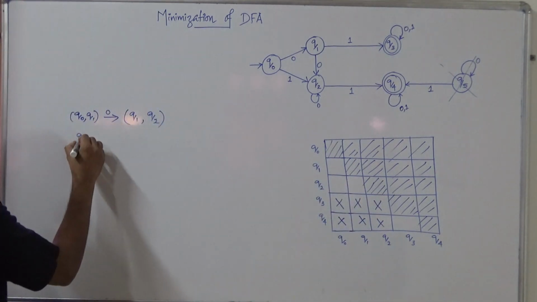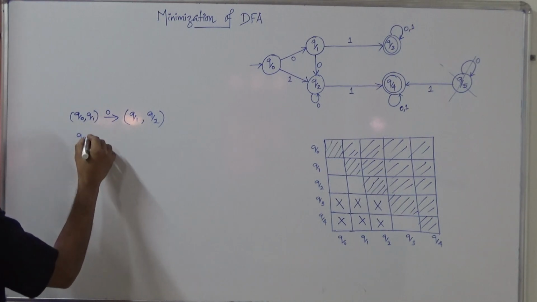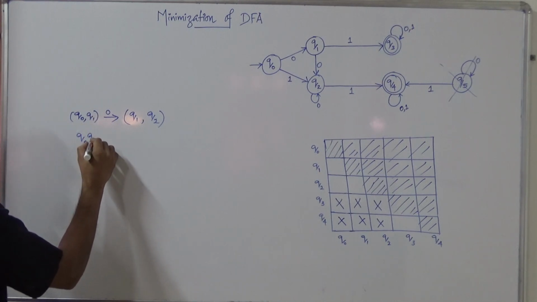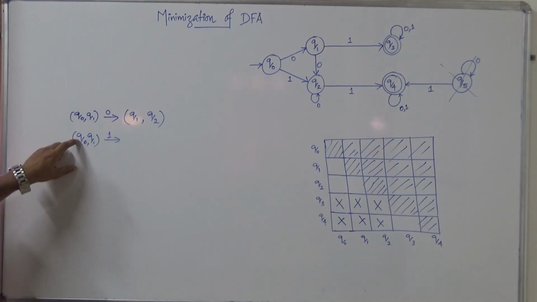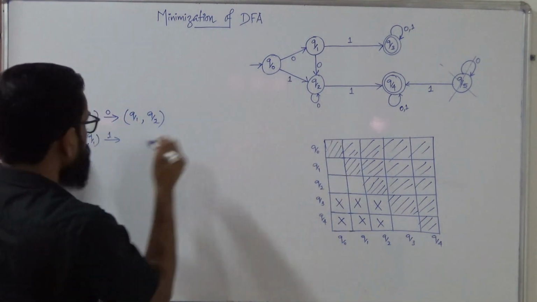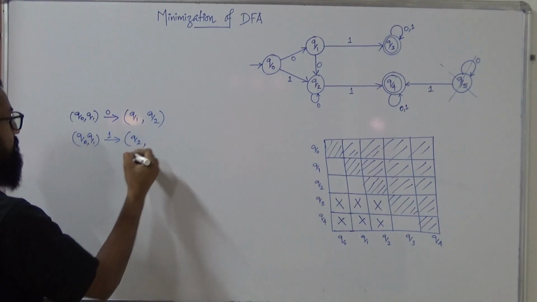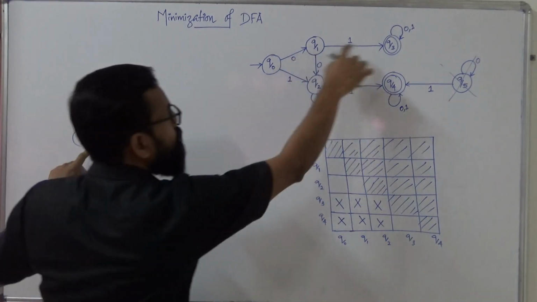So you can apply input 1 to the Q0, Q1 pair. We are going to apply input 1. So what is δ(Q0, 1)? δ(Q0, 1) is Q2. And what about δ(Q1, 1)? δ(Q1, 1) is Q3.